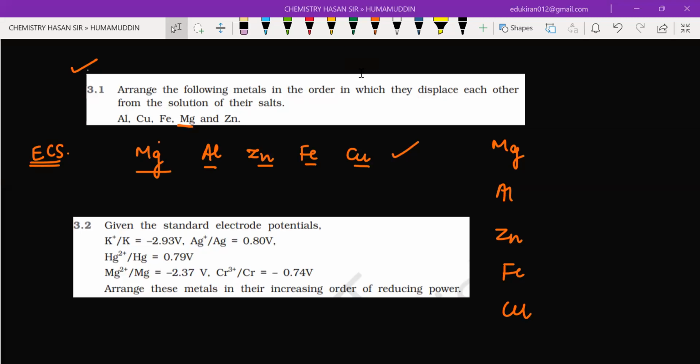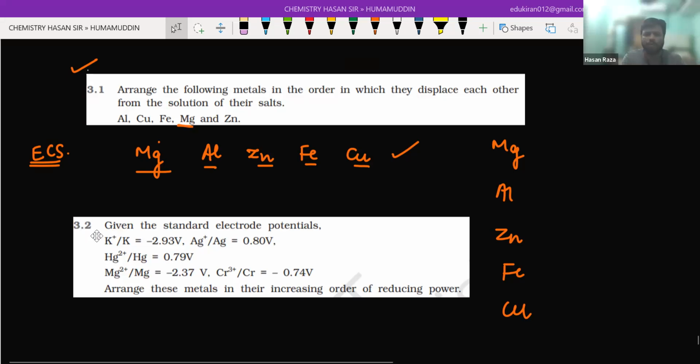Are you done with this? Yes, sir. Which one will be the most reducing? What do you think? K, potassium. Humam, did you say this? Yeah, okay. Very good.